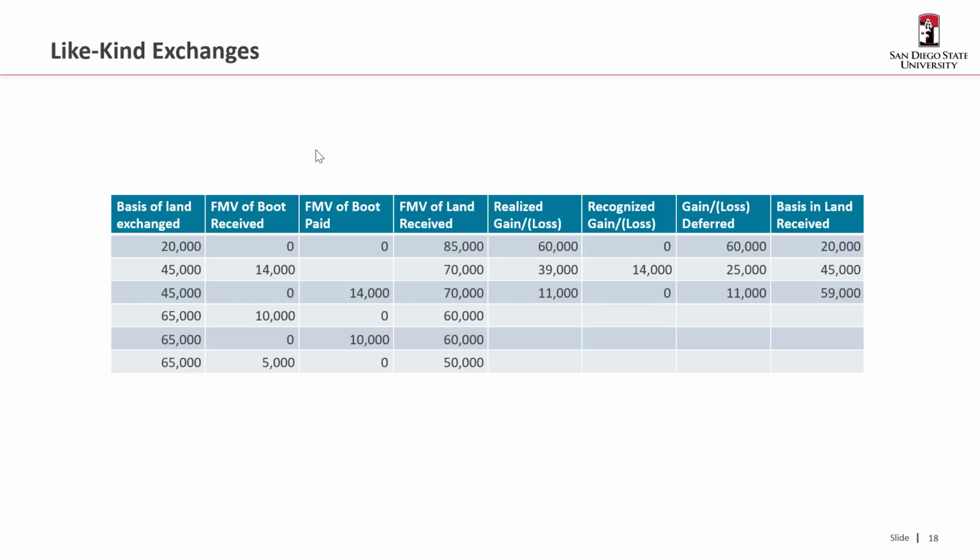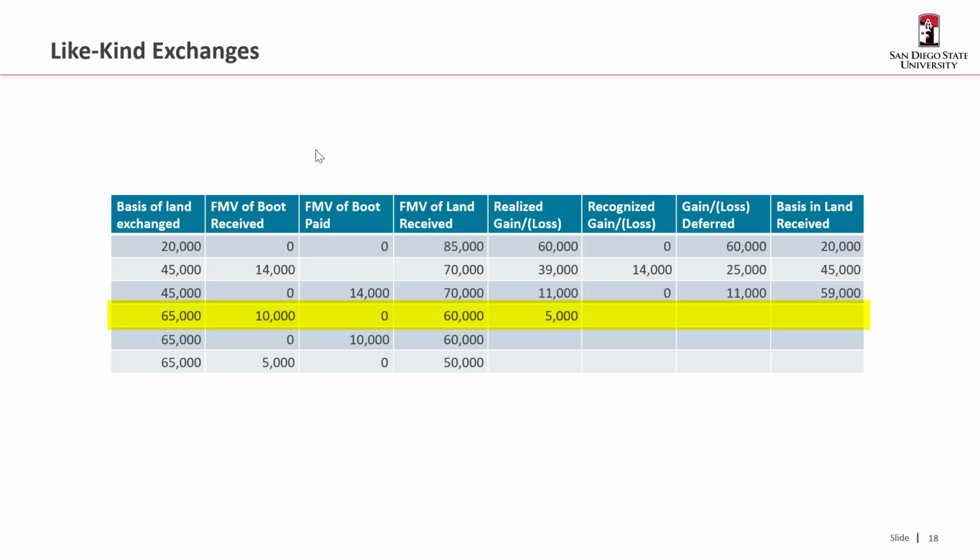Okay, now the fourth row, basis of land is 65,000. We're back to getting boot of 10. We're also receiving land worth 60,000. So let's think about calculating the realized gain. So what am I receiving? 10,000 of boot, 60,000 of land. That's 70,000 minus my adjusted basis of 65,000, which is 5,000.